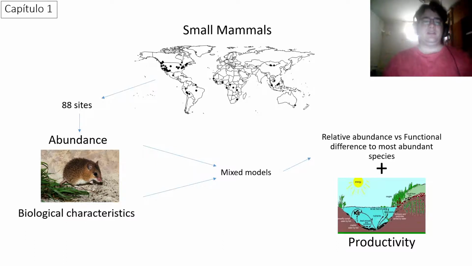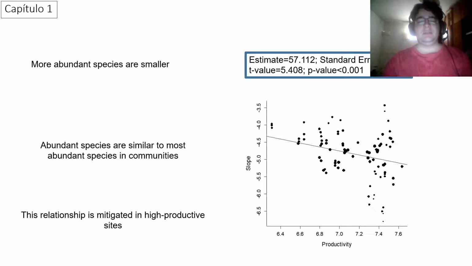So to test that, we got the small mammals of the world, and we used mixed models to test the relationship between relative abundances and the functional difference to the most abundant species in each community. And then we put that versus the productivity in each area. We saw that more abundant species are usually smaller, and we saw that abundant species are similar to the most abundant species in communities, on contrary to Sugihara's prediction. And this relationship is mitigated in highly productive zones. So areas with high energy availability, species have similar.